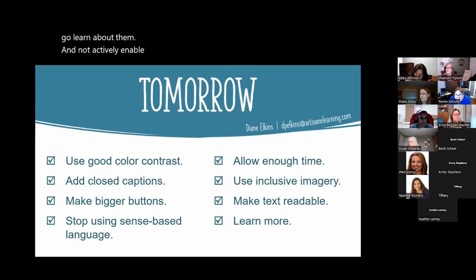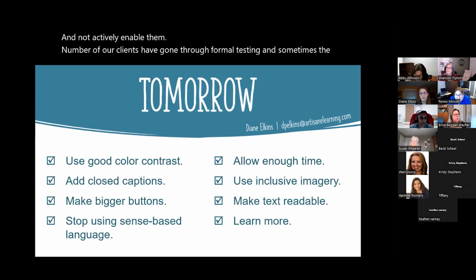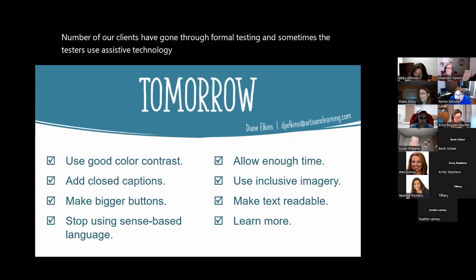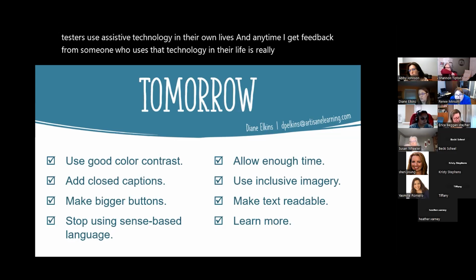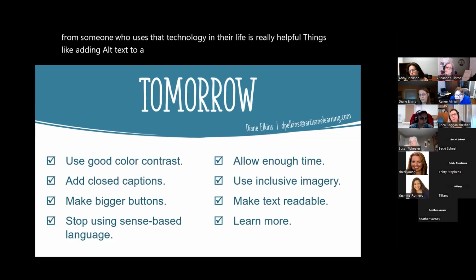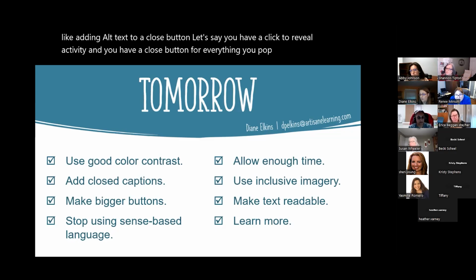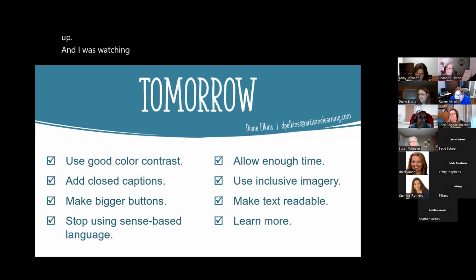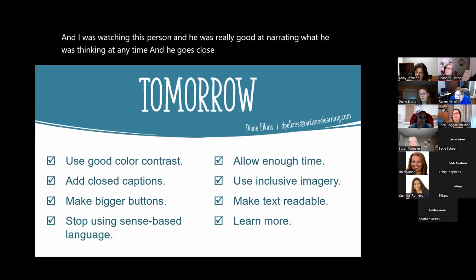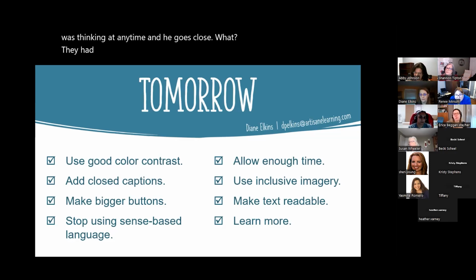A number of our clients have gone through formal testing, and sometimes the testers use assistive technology in their own lives. Anytime I get feedback from someone who uses that technology in their life is really helpful. Things like adding alt text to a close button. Let's say you have a click to reveal activity and you have a close button for everything you pop up. I was watching this person and he was really good at narrating what he was thinking at any time. And he goes, close what?